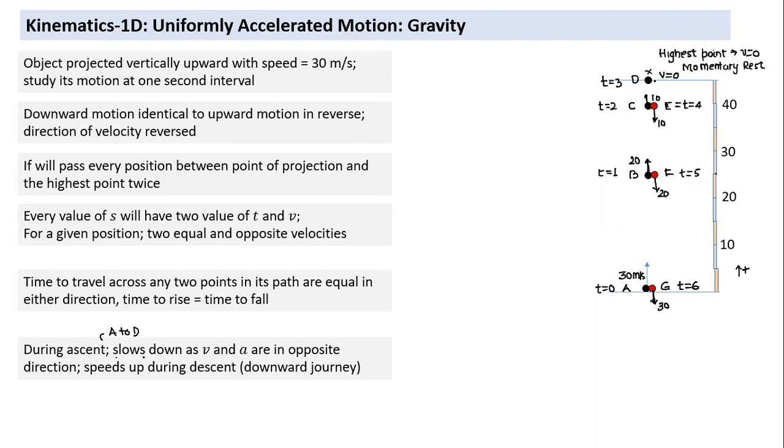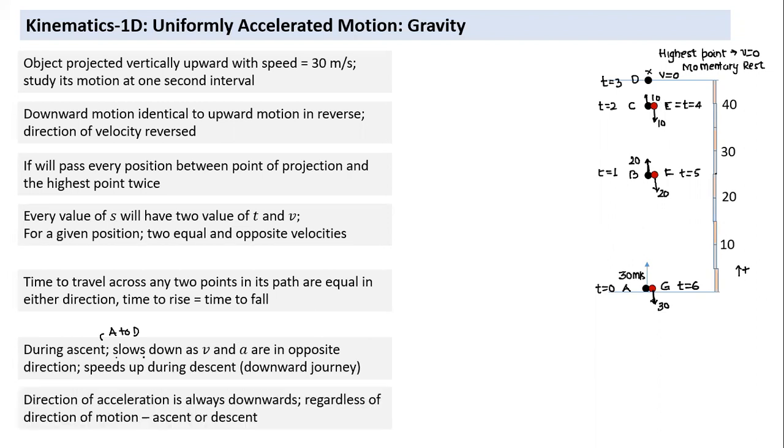What happens during descent? Descent means after it starts falling. In that case, velocity and acceleration are both in the same direction. Hence, the magnitude of velocity will keep increasing at the rate of 10 per second. I'm assuming g to be 10; otherwise it is 9.8. An important point, sometimes some students make a mistake here very often: the direction of acceleration, whether in upward motion or downward motion, is always downwards, regardless of the direction of motion, ascent or descent.